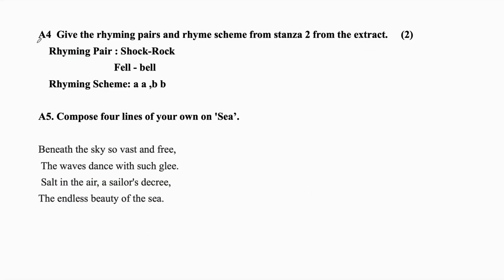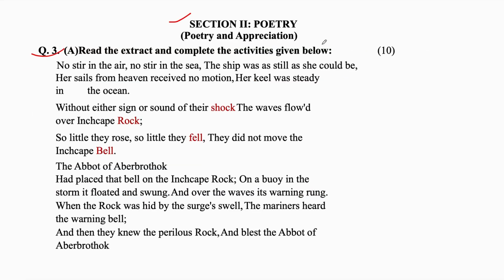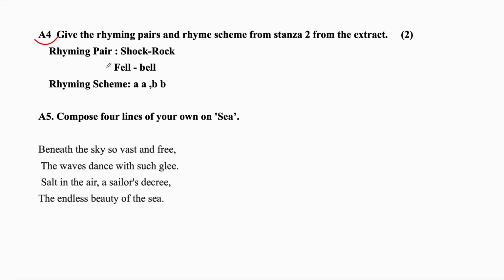Now A4, question number A4. Give the rhyming pairs and rhyming scheme from stanza 2 from the extract. Let's go to this section, extract, and read this. Okay. We are talking about rhyming words. So see. Read this. Shock and rock is rhyming. Fell and bell is rhyming. Okay. So, what is the rhyming pair? Shock and rock, fell and bell.